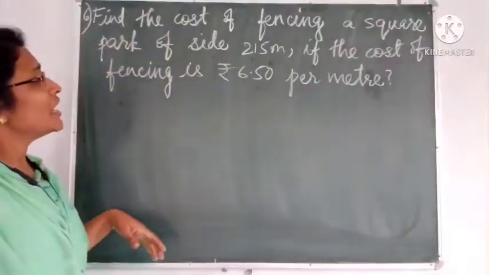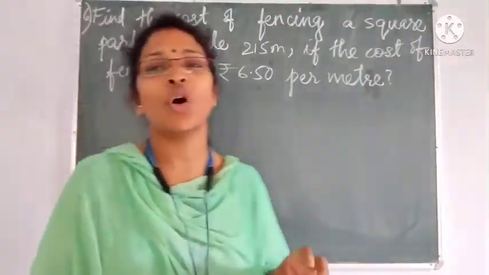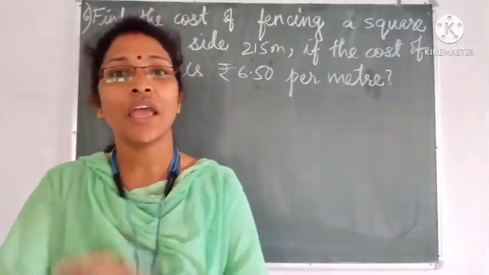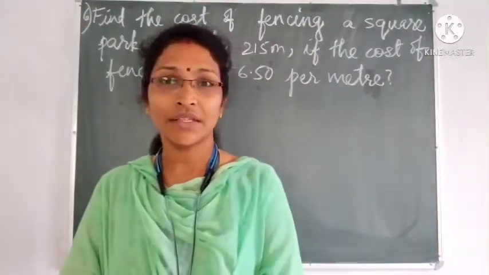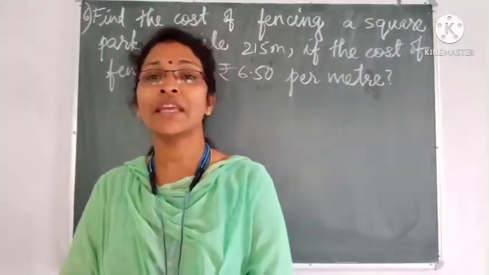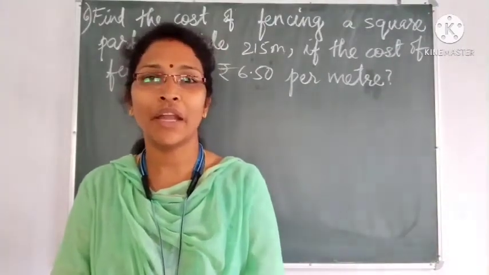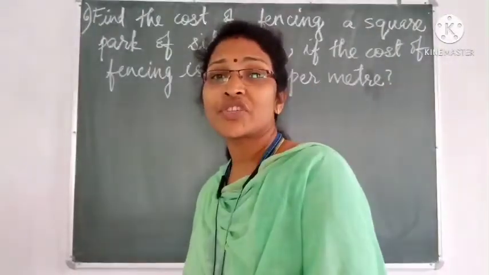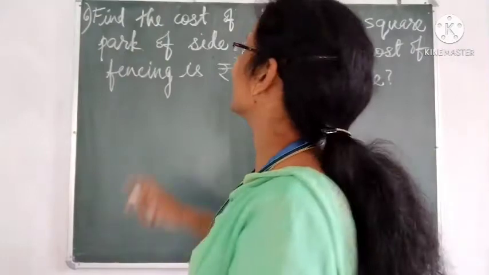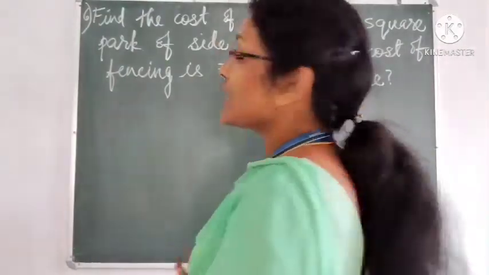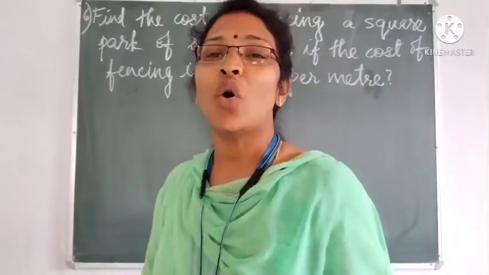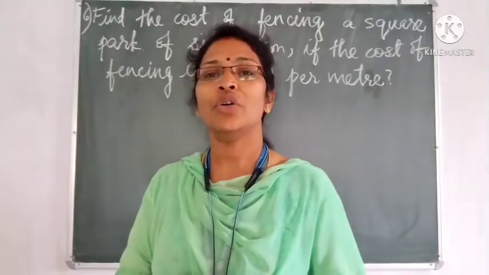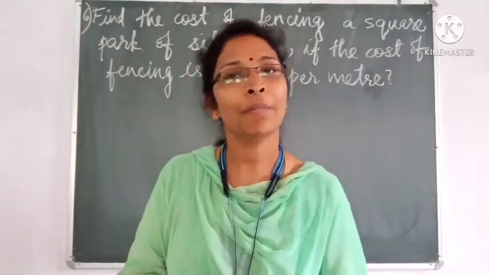Here the question is to find the cost of fencing. Where do we do the fencing? We do the fencing around a place, isn't it? We make the fencing around a land or around a building. So here the park is of which shape? Square shape. You have to find the perimeter of the park first, because you are going to make the fencing around the park.